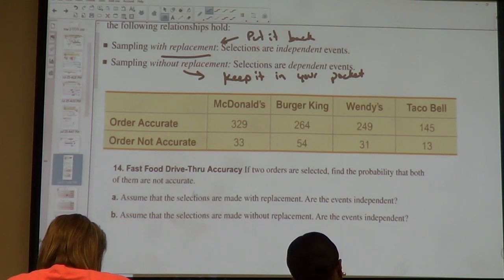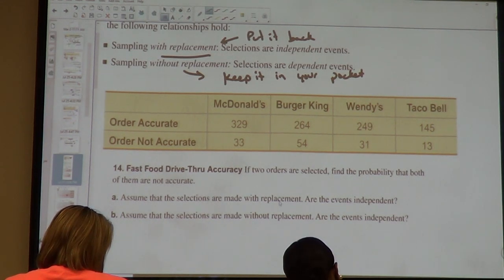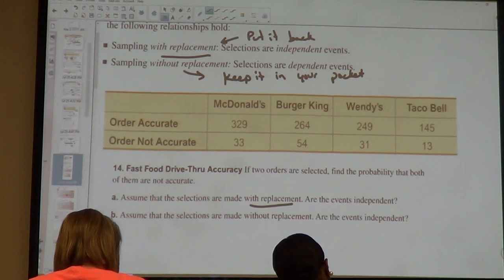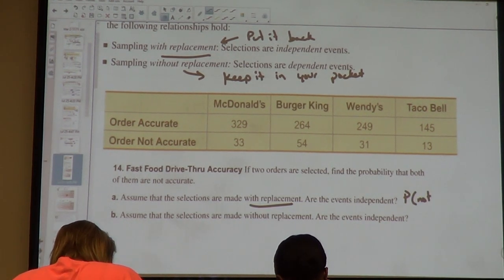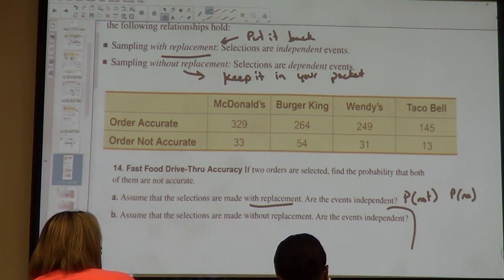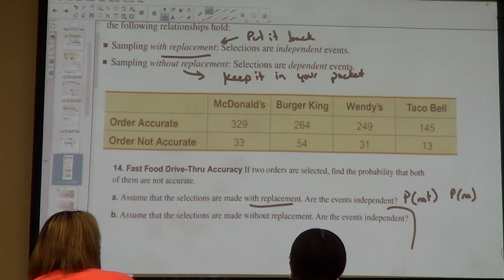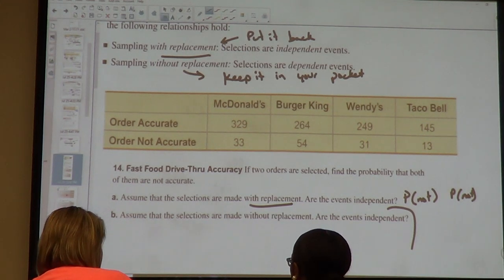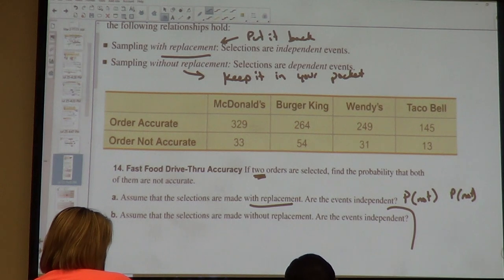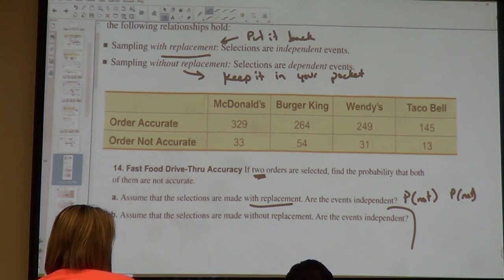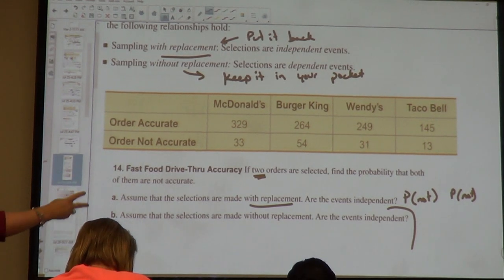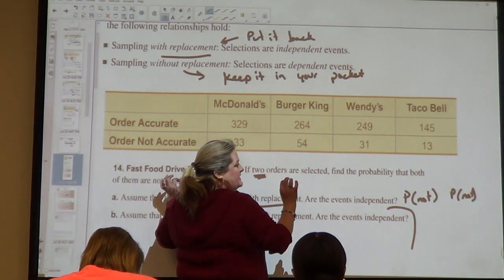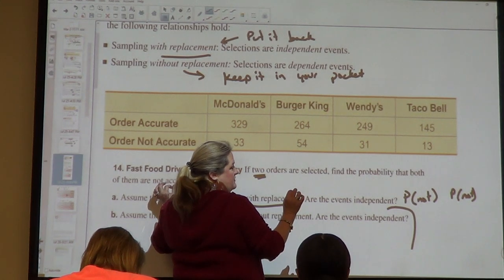If 2 orders are selected, find the probability that both are not accurate. So I want 2 that are not accurate, with replacement. I want the probability that it's not accurate and the probability that it's not accurate. So I'm getting 2 orders. I'm going to go fast fooding and I want to know what are the chances that I get 2 orders and they're both screwed up. So what is the probability that my first order is not accurate? How do I get that?